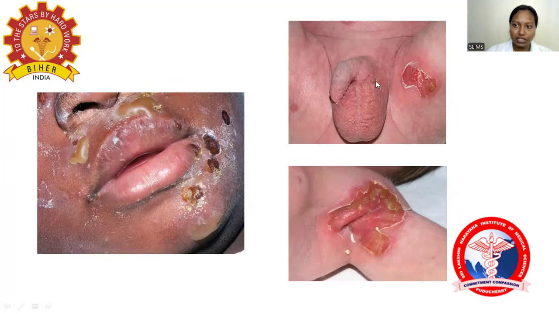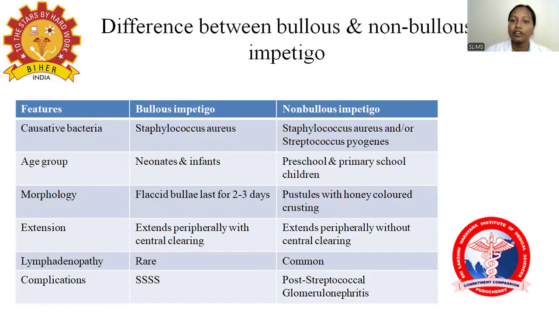Again, the same thing. These are neonates. With the look, you can tell these are neonates. Here it was a large bulla which has eroded. These are bullous impetigo, and here also some of the lesions are bullous. Again, bullous impetigo. Now, we are going into the difference between bullous and non-bullous impetigo.